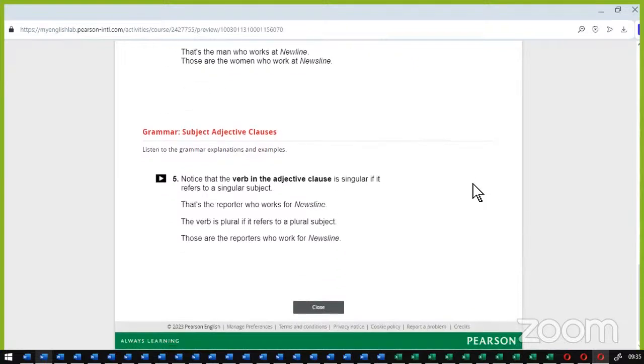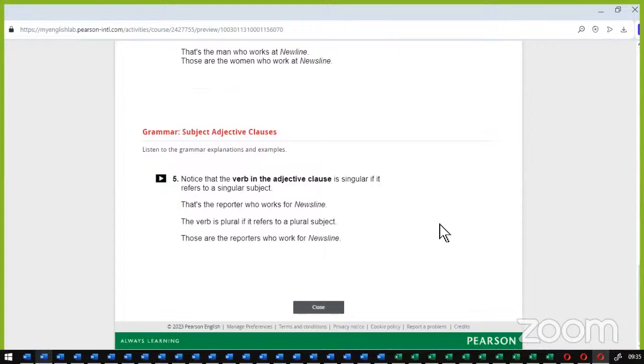Okay, continue, please. And finally, 5. Notice that the verb in the adjective clause is singular if it refers to a singular subject. That's the reporter who works for Newsline. The verb is plural if it refers to a plural subject. Those are the reporters who work for Newsline.